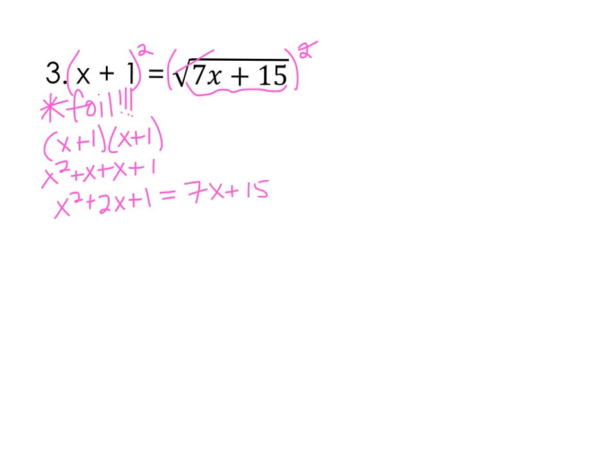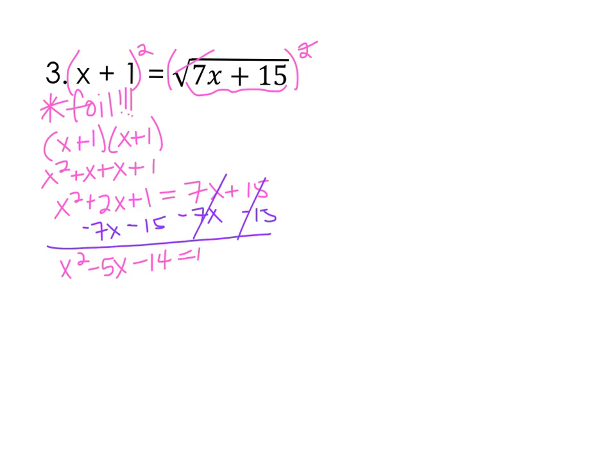If we want to get x by itself and all of a sudden it has become quadratic, we have to set this equal to 0. So now what we need to do is move 7x over, line it up, and move the 15 over. So hello, chapter 4, we're back. That's going to give us x squared minus 5x minus 14 equals 0.